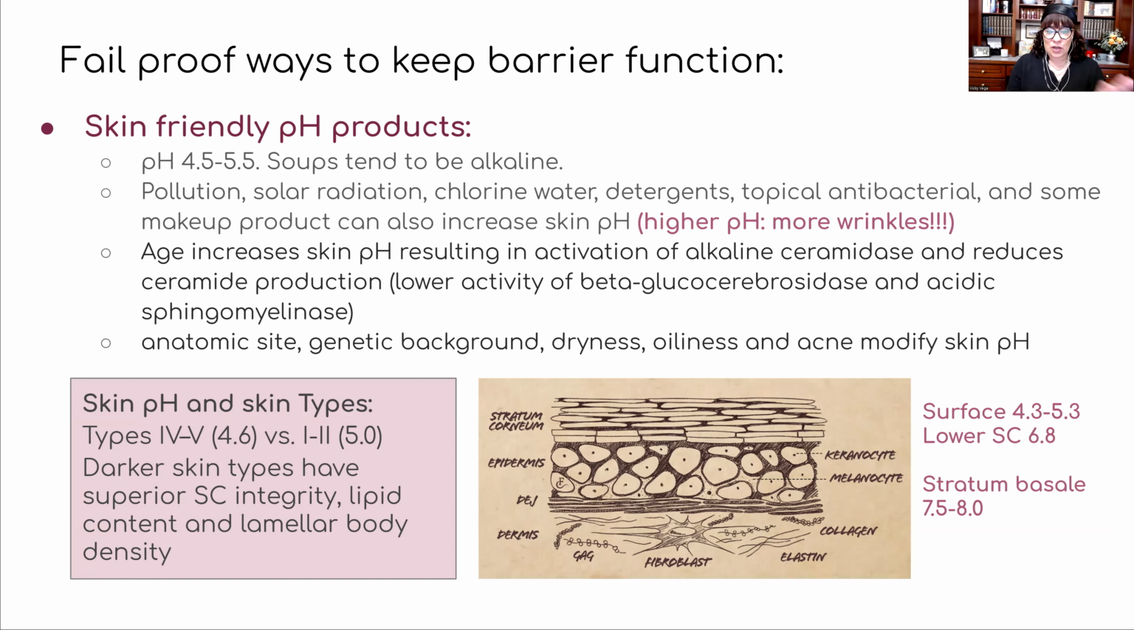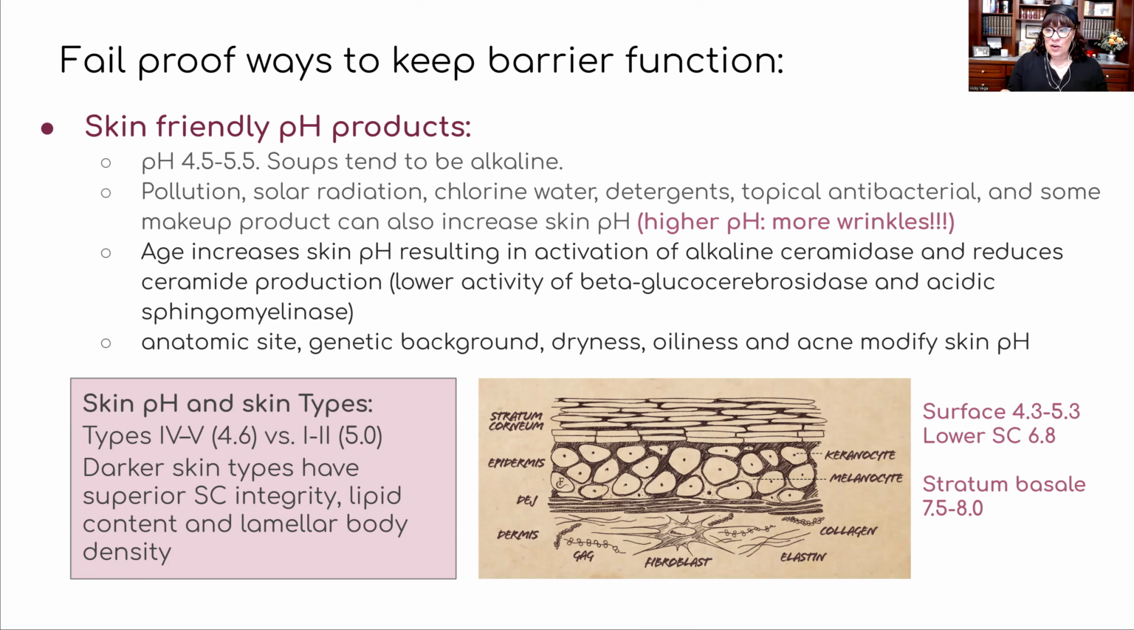And the reason why I'm saying this, and what I put in the pink box, is that when it comes to genetic background, it has been shown that darker skin types tend to have a pH that is more acidic than lighter skin types. And they tend to have a more cohesive or superior integrity of the stratum corneum, and the lipid content and the lamellar bodies are improved. So this more acidic pH basically results in a very good barrier function, and most of the time, one of the reasons why darker skin types tend to have fewer wrinkles.